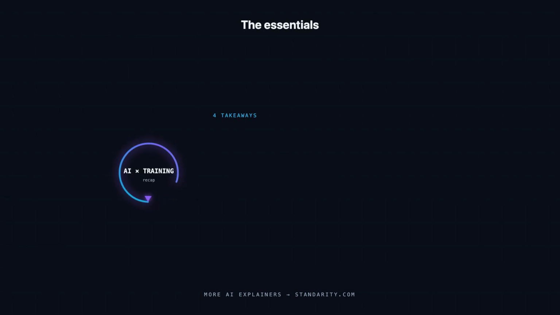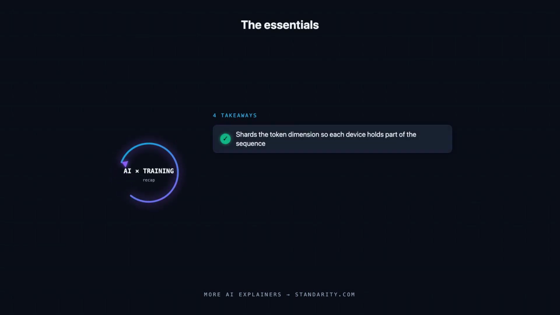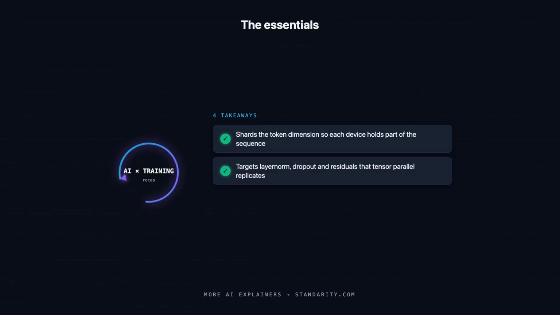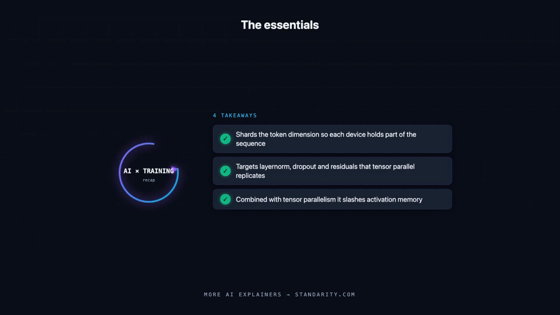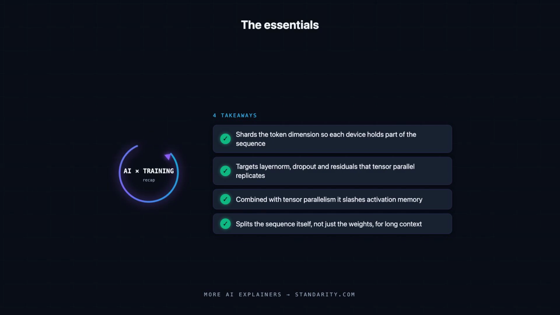Okay, let's pull out the essentials. Sequence parallelism shards along the token dimension, so each device processes only part of the sequence. It targets the memory-heavy operations tensor parallelism leaves replicated, which are layer normalization, dropout, and residuals. Combined with tensor parallelism, it slashes activation memory and unlocks training on much longer sequences. In short, it splits the sequence itself, not just the weights, to fit long context into training.